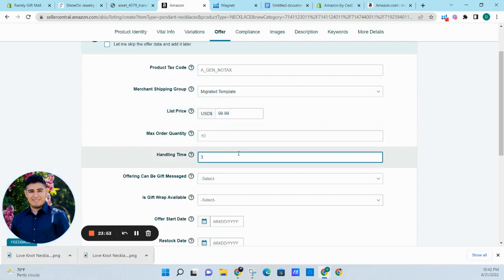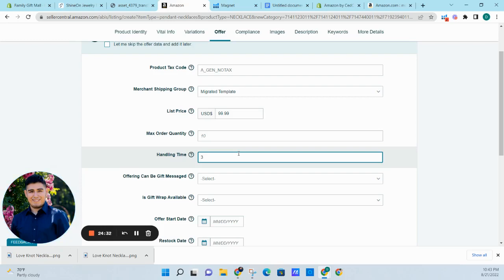Then we have the handling time, which I always put 3 days. Now, you can put whatever you want here. Just know there are pros and there are cons when choosing your handling time, right? If you put like 2, for example, you're gonna have issues with orders not going out on time, right? Because Amazon requires the tracking number for you to say that the order is shipped. So in that case, you're gonna have issues. Your seller performance will be bad, and you might not even win the buy box.